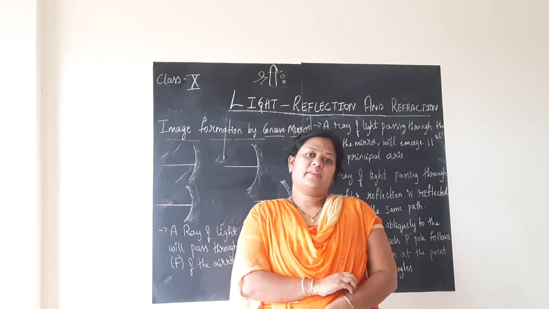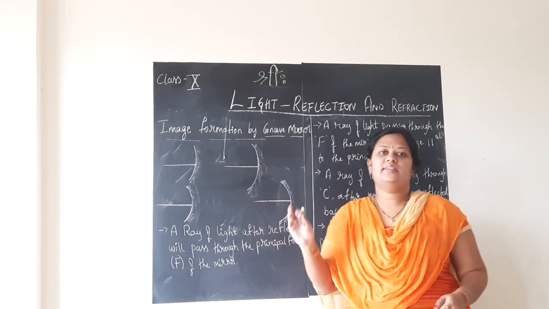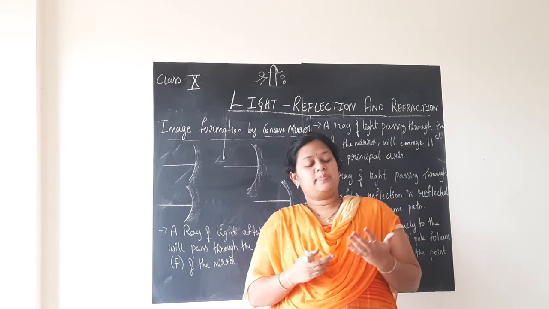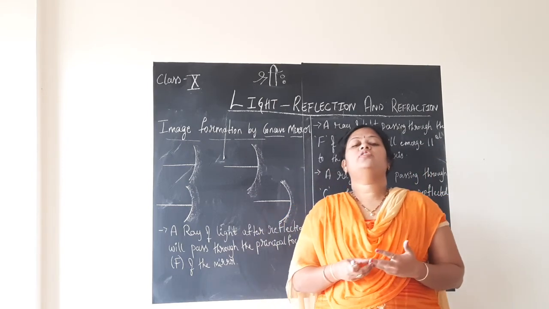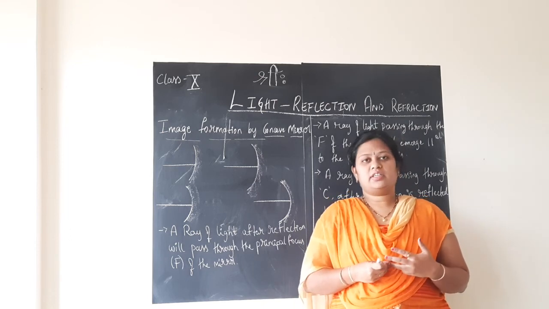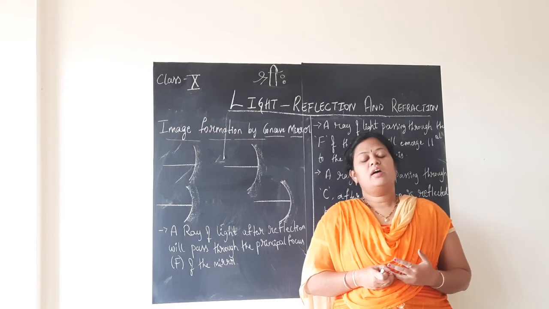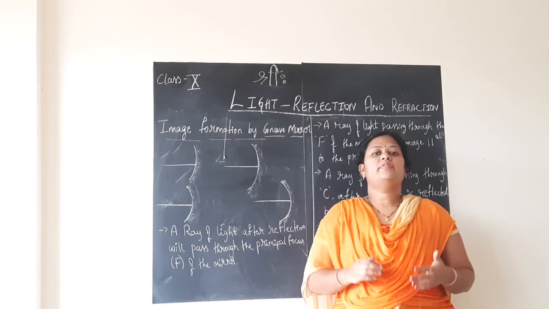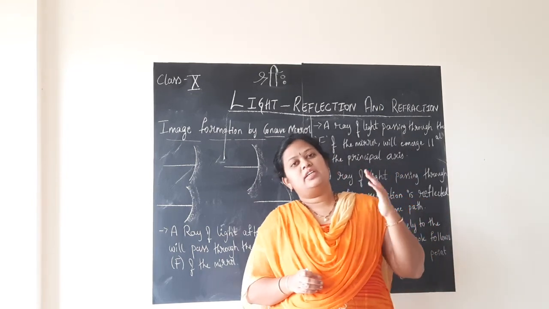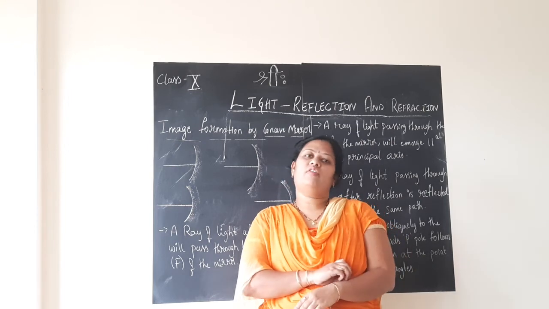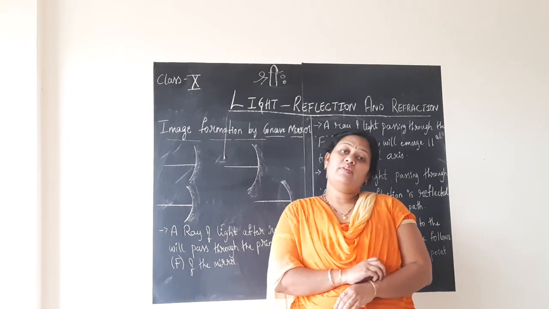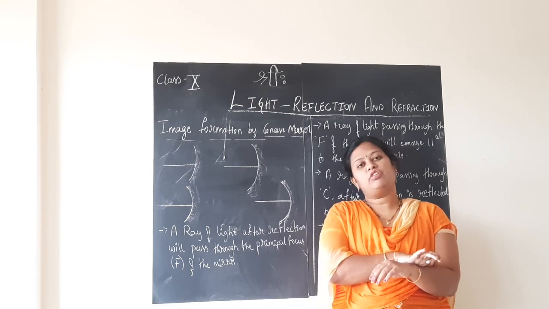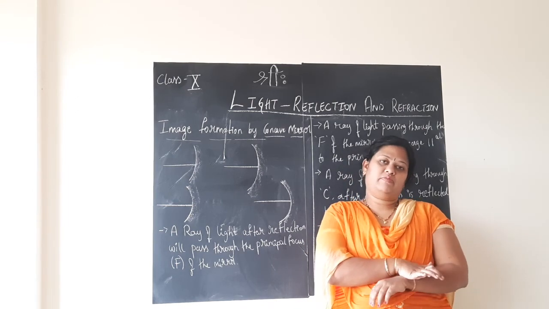In the previous session, we were discussing the lesson Light. There, we discussed the properties of light and the process of reflection with respect to plane mirrors. We also studied what a spherical mirror is, and the types of spherical mirror, that is the convex mirror and the concave mirror, and their ray diagrams, that is how the process of reflection takes place in the case of convex mirror and concave mirror.